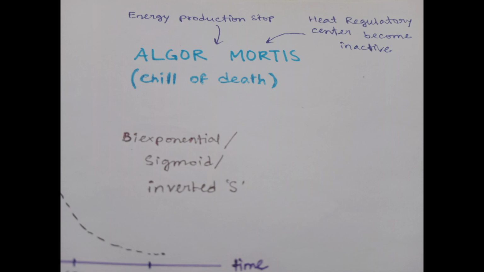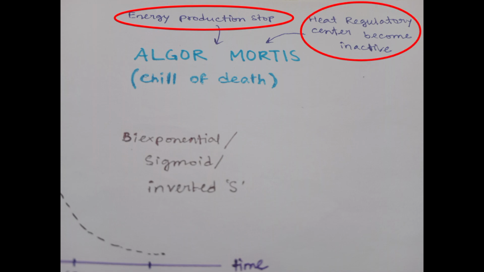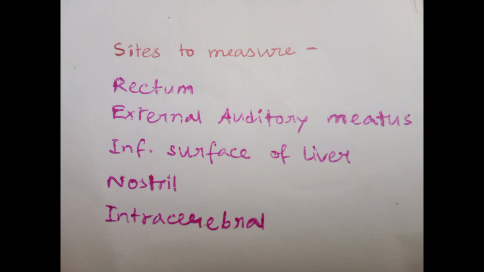Cooling occurs because energy production stops and heat regulatory center become inactive. Temperature of the surface falls more rapidly than the core temperature. We measure the core temperature in the following sites. For this, clinical thermometer is not used. Chemical thermometer is used. Nowadays, digital probe thermometer is used.